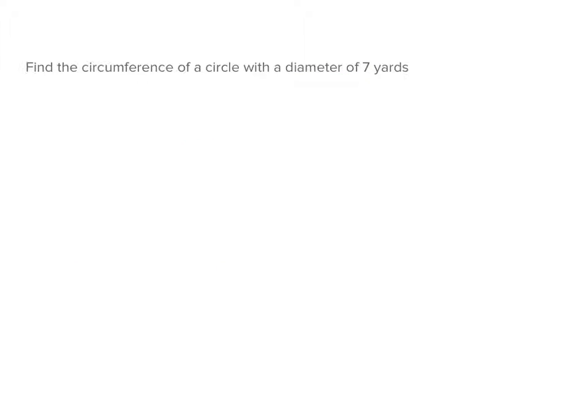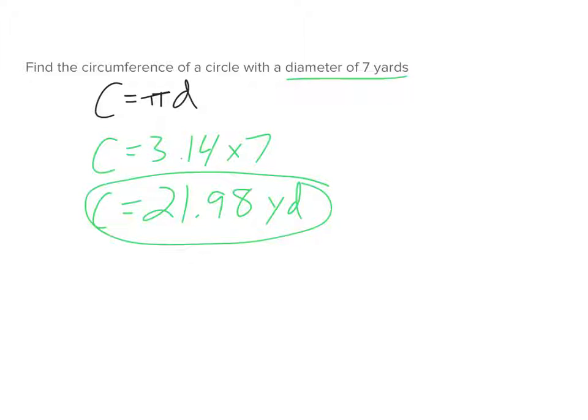Go ahead and pause the video and find the circumference of a circle that has a diameter of 7 yards, and then hit play and see how you did. Since we're given the diameter right away, we go ahead and plug that in and multiply it by 3.14, getting us a circumference of 21.98 yards.